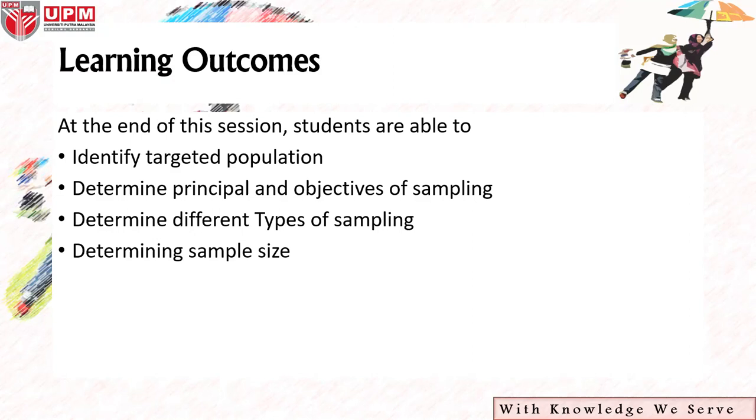Kenapa kita nak buat sampling, either in qualitative or quantitative. Determine different types of sampling. Mostly we have a few types lah. Basically in quanti lah banyaknya. Okay, and then you are able to determine the sample size. Okay, so ini population.